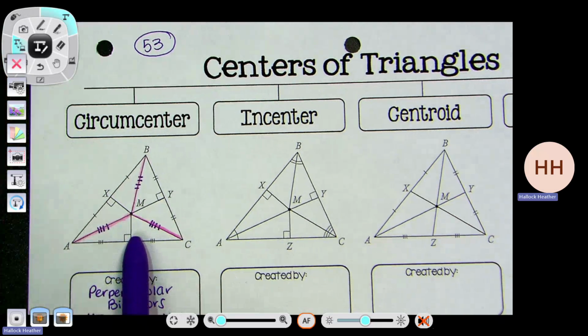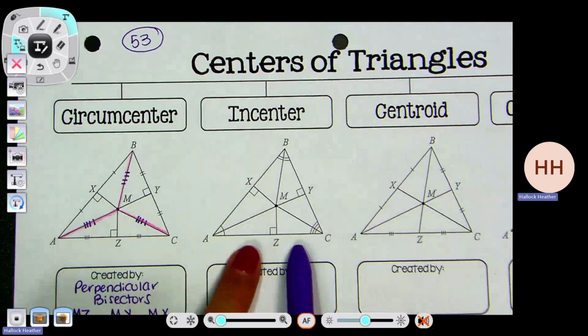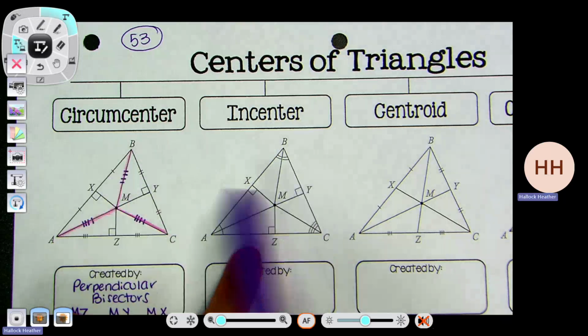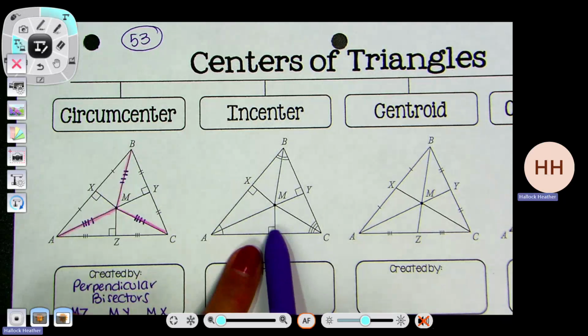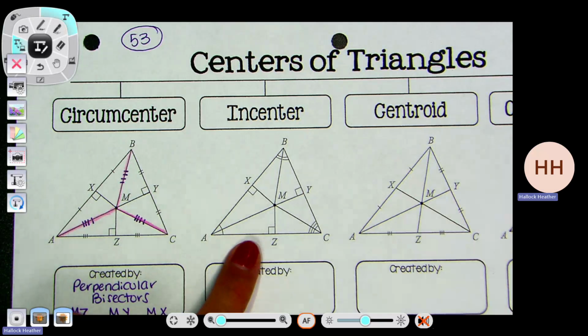If you use your eyeballs today and look at the bottom of the triangle, because they look similar, but if you look closely, does it look like the bottom is being split in half? No, because it's not. It is not perpendicular bisectors, it's angle bisectors.